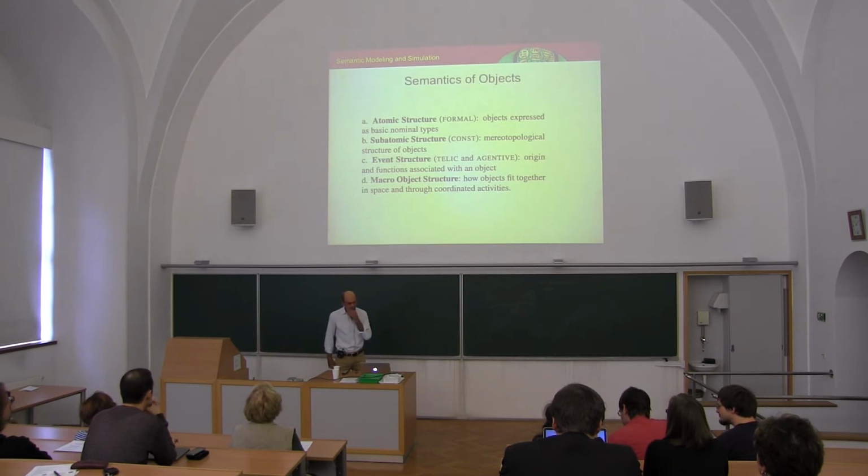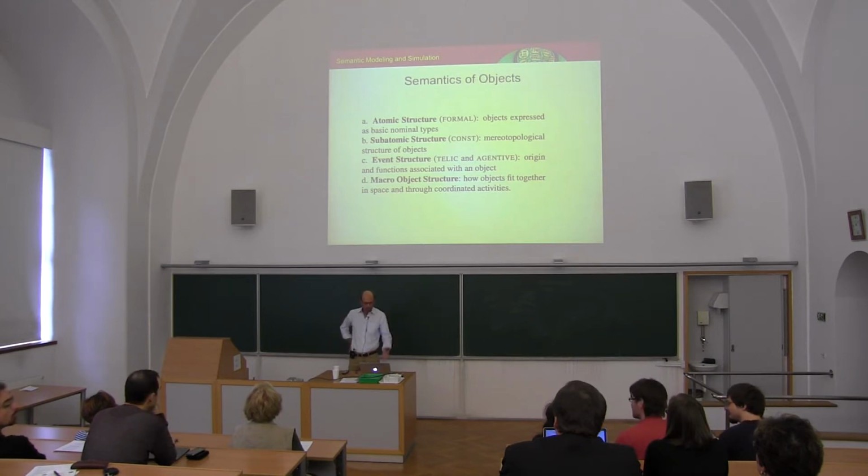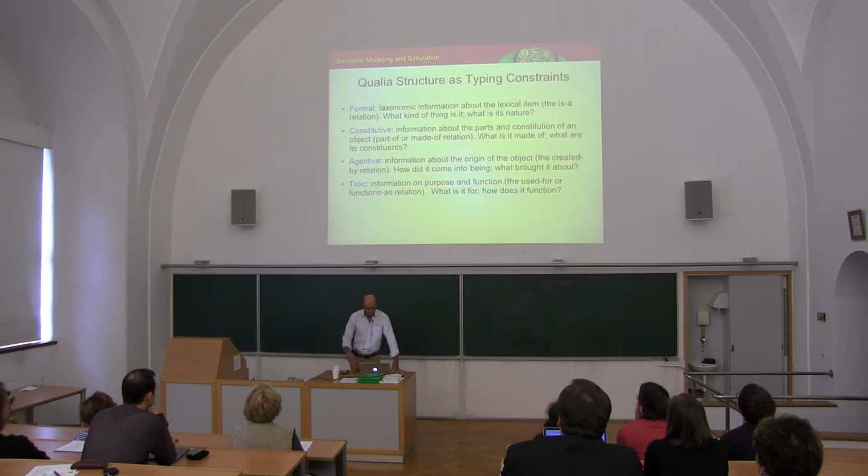So we've got our object semantics. What are we going to take the object to mean? What is it going to have as its substructure? Events are going to have some structure, and we're going to put big things together. So just kind of a standard slide for what qualia structures might be for an object.